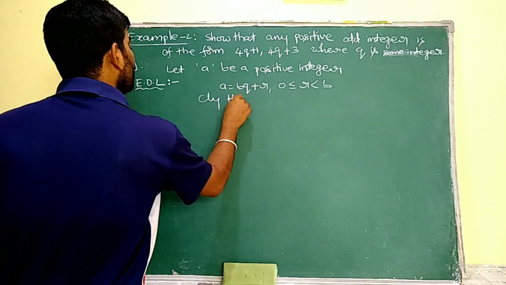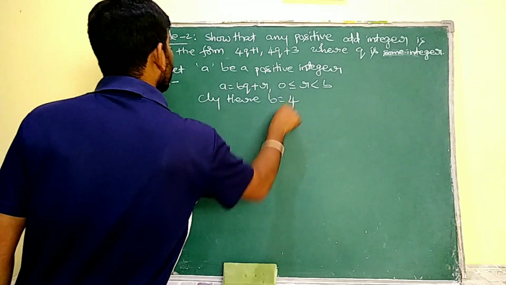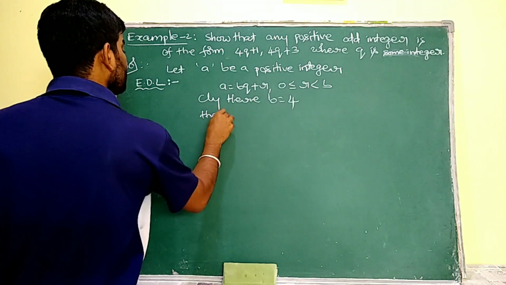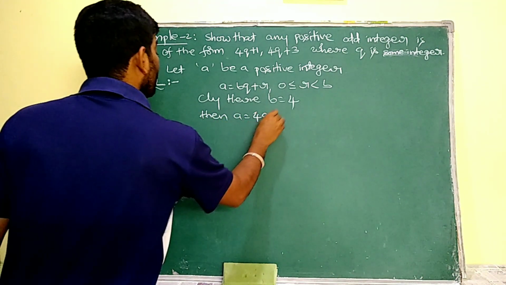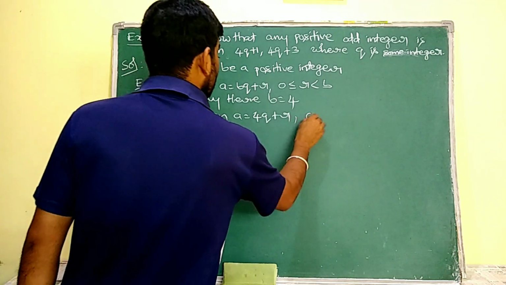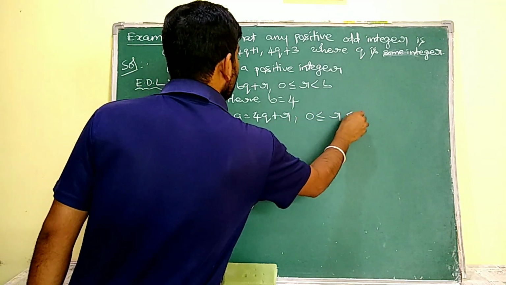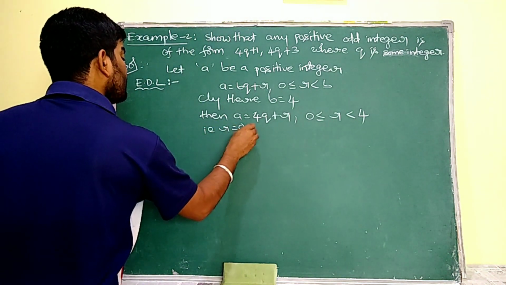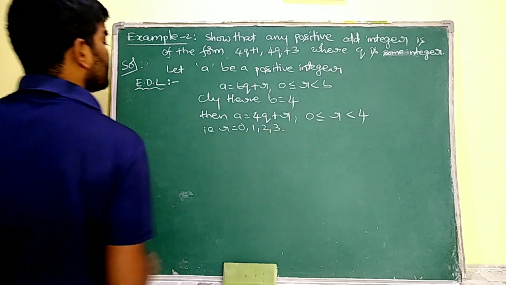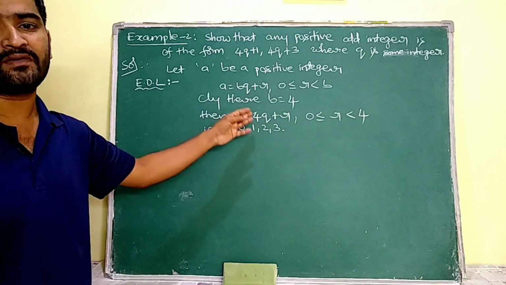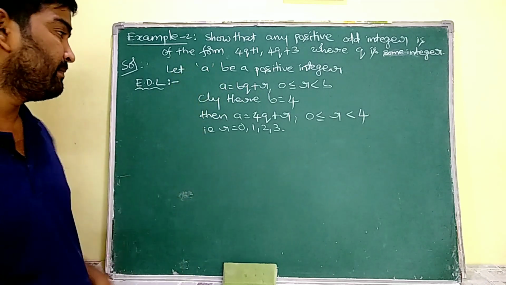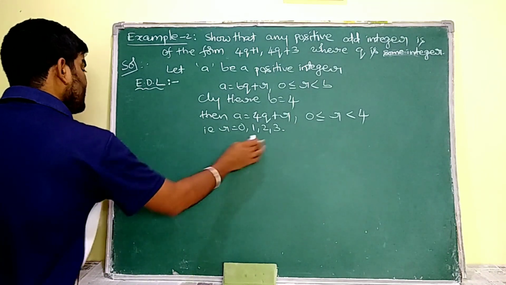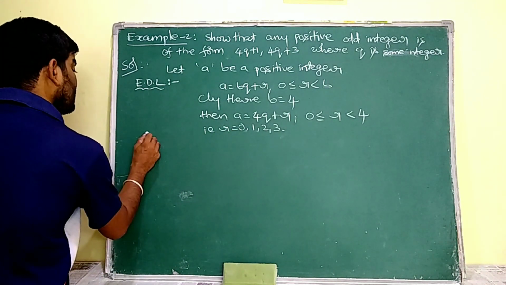Listen, if b is equal to 4, then a is equal to 4q plus r, and 0 is less than or equal to r is less than 4. Understand? That is, r is equal to 0, 1, 2, 3, because the r value is less than b. That means here we are going to have 4 different cases. Case 1.